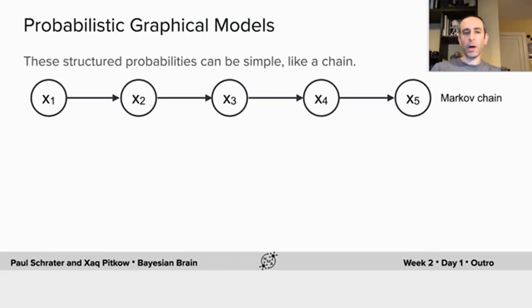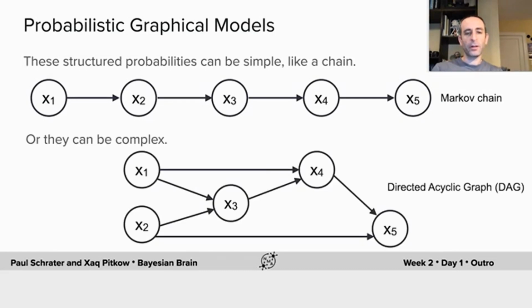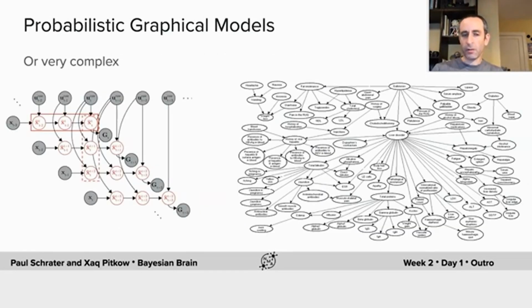The resultant graphical models can be simple, like a chain. This one here is called a Markov chain, where you might have something unfolding, for example, in time, or they can be more complex, like here this one showing a Bayes net which has no cycles, no loops where the arrows come back and meet head to tail. This is called a directed acyclic graph. Or your probabilistic graphical models can be very complex. This is just scratching the surface. The one on the right is a medical probabilistic graphical model used as an expert system to find out what disease you might have given a bunch of symptoms.